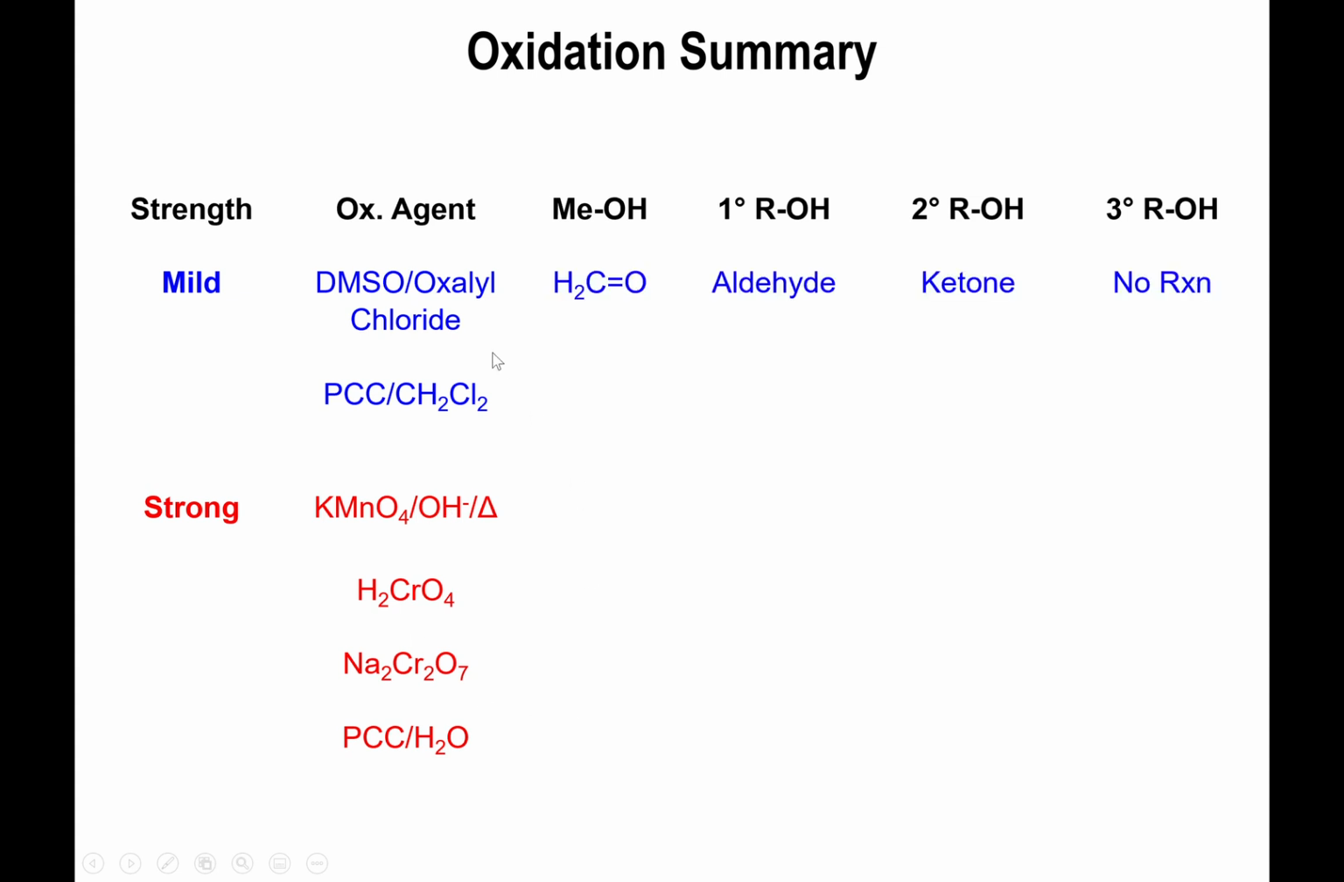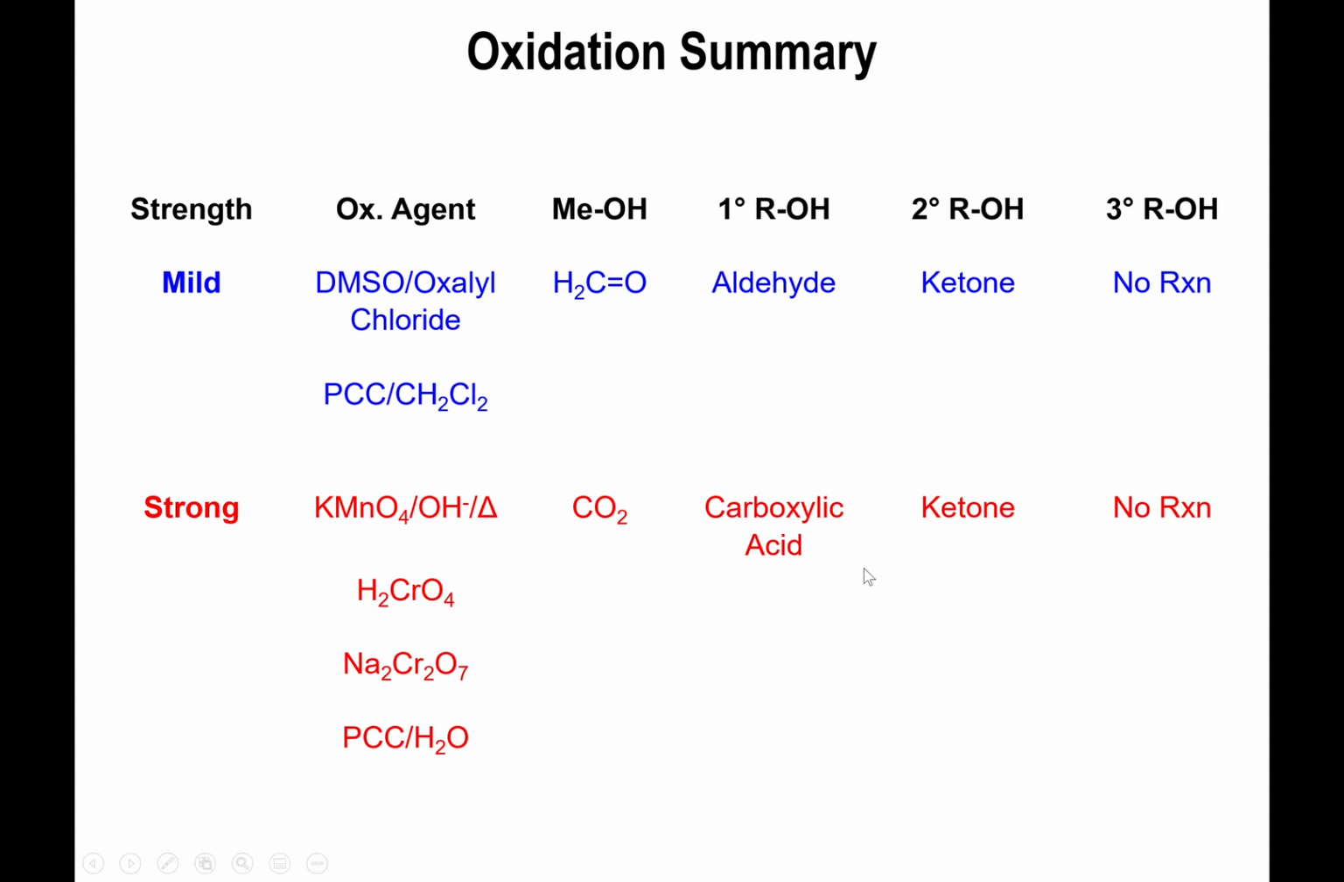So methanol with a mild reagent will form formaldehyde. A primary alcohol will produce an aldehyde. A secondary alcohol will produce a ketone, and a tertiary alcohol does nothing. And that's true for the DMSO oxalyl chloride or PCC in methylene chloride. Now if you use a strong reagent, the methanol will be turned all the way to CO2. Primary alcohols will be turned into the corresponding carboxylic acid. Secondary alcohols will still produce the ketone, and your tertiary alcohols, no matter what, will not give you any new product. So keep all these things in mind.